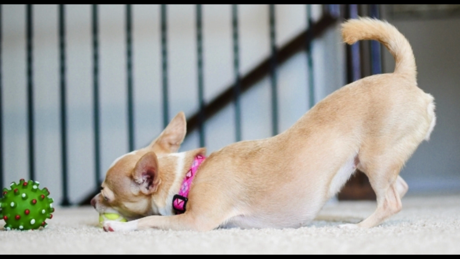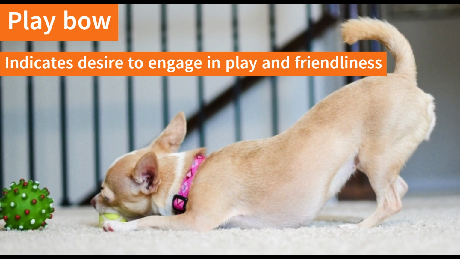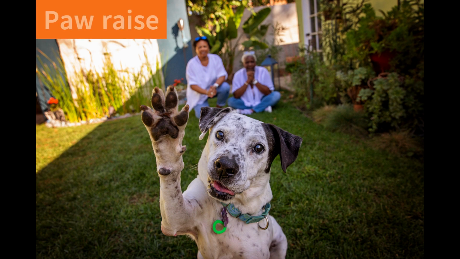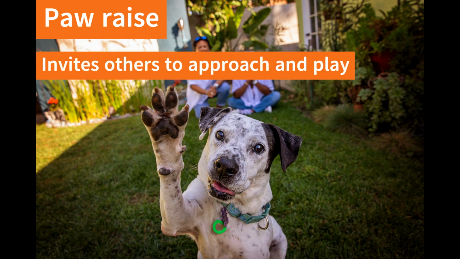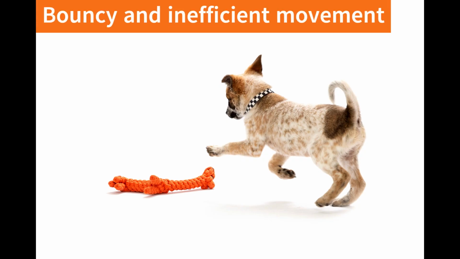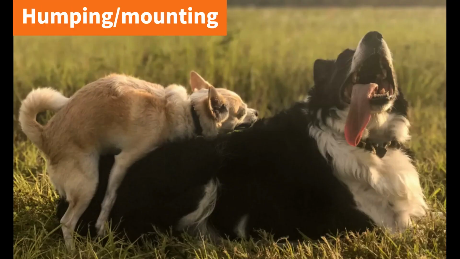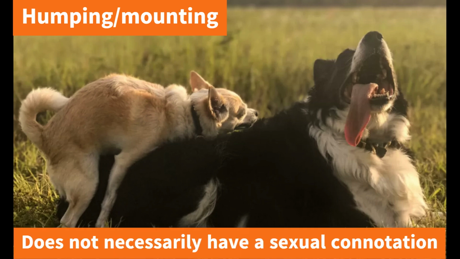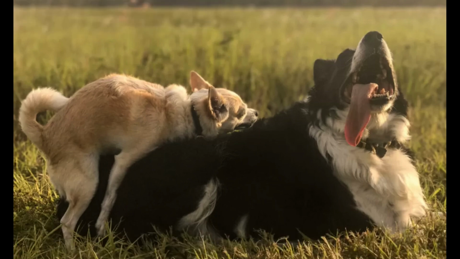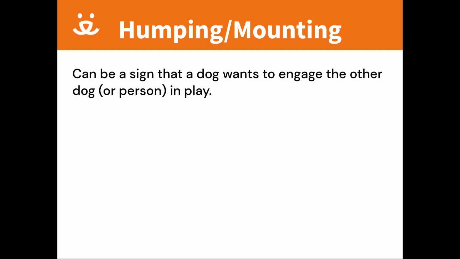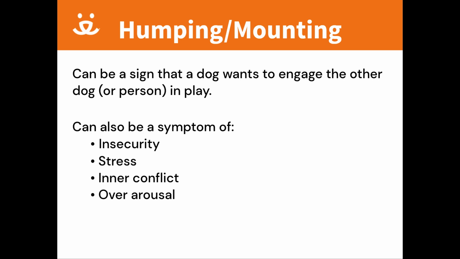Some signs of play signals are play bow, indicating a desire to engage in play and friendliness. Paw raise, inviting others to approach and play. Bouncy and inefficient movement. Humping or mounting. Humping is a normal dog behavior and does not necessarily have a sexual connotation, unless the dog is not spayed or neutered. Humping can be a sign that a dog wants to engage the other dog or person in play, or it can also be a symptom of insecurity, stress, inner conflict, or over-arousal.